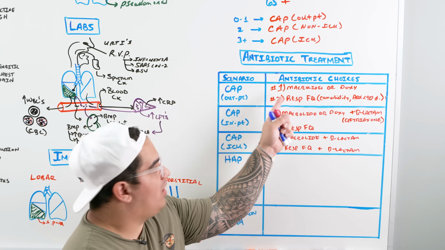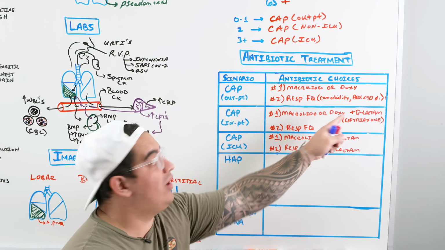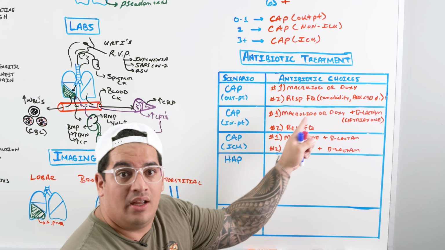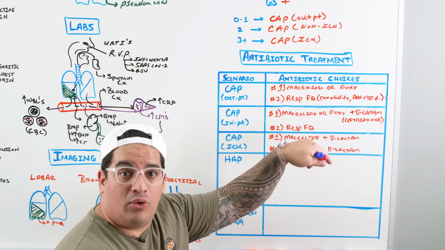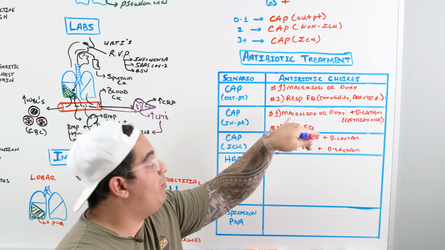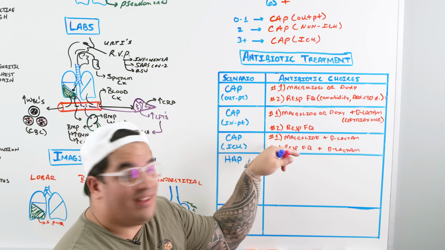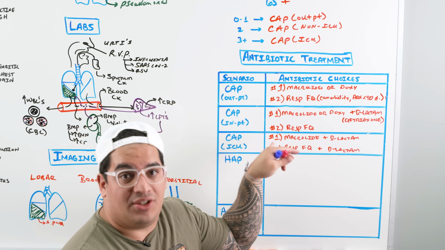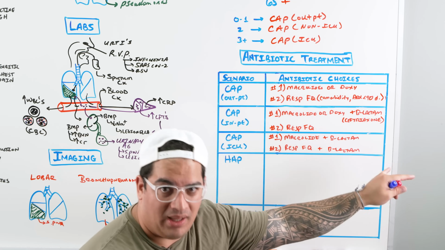So this would be how we would start. CAP outpatient: macrolide or doxy just by itself, or a fluoroquinolone only if you meet this criteria. CAP in the hospital is a little bit different. You can do a respiratory fluoroquinolone by itself, or you could do a macrolide or doxy plus a beta-lactam. When you get into the ICU, you don't use doxy; it's usually a macrolide plus a beta-lactam or a respiratory fluoroquinolone plus a beta-lactam.